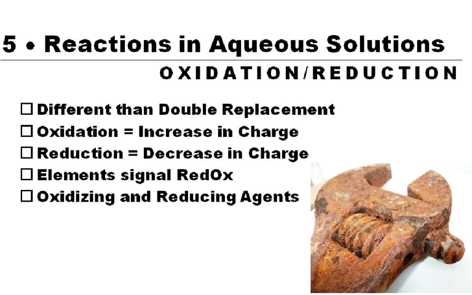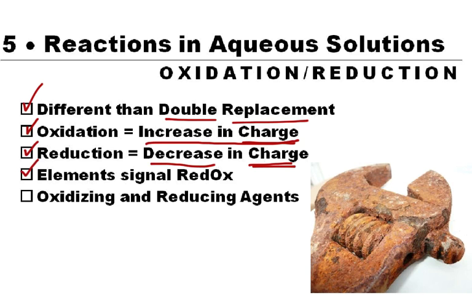We're going to look at a couple of beginning ideas about oxidation and reduction. First thing we want to look at is the fact that it's very different than the things we've been doing so far with double replacement. Another thing is we want to be able to recognize oxidation and reduction, and we're going to notice that oxidation always happens when there's an increase in the charge or oxidation number, and reduction occurs when there's a decrease in the charge or oxidation number.